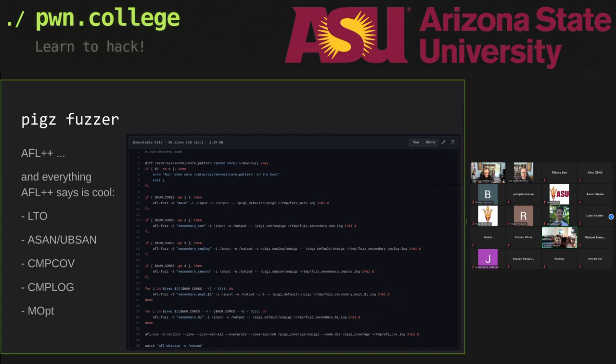In doing this, we had a number of directions to go. We ultimately settled on setting up AFL++ and then basically setting up everything that AFL++ says is cool alongside of that. There are a number of things that AFL++ describes in its documentation for enhancing your fuzzing campaign. And we'll look a little bit into some of those.